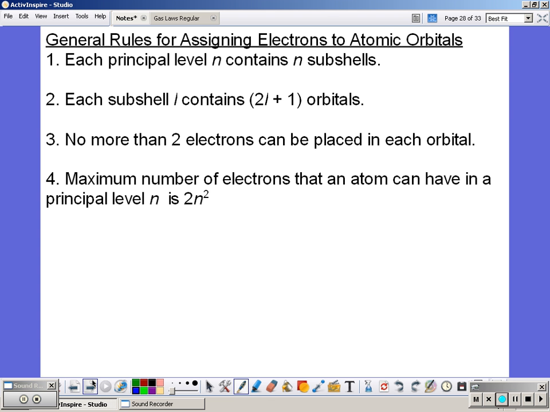If you're in the P sublevel, then L is 1. 2 times 1 is 2, plus 1 is 3. So the P sublevel has 3 orbitals. No more than 2 electrons can be placed in each orbital. The maximum number of electrons that an atom can have in a principal energy level then is 2n squared. Remember, n squared tells us the number of orbitals, and if 2 electrons can go in each orbital, then 2n squared tells us the number of electrons.